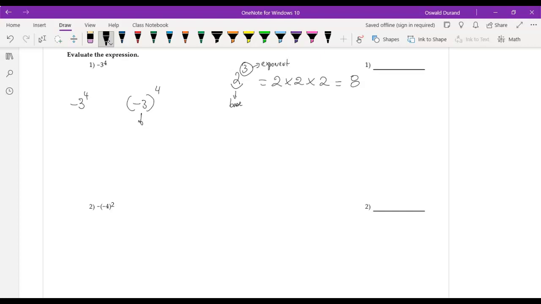Let's start with the one with the negative 3 in parentheses. The exponent 4 tells negative 3 that it has to be multiplied 4 times. So it's negative 3 times negative 3 times negative 3 times negative 3. Because you multiply that negative number 4 times, it becomes a positive number, positive 81.